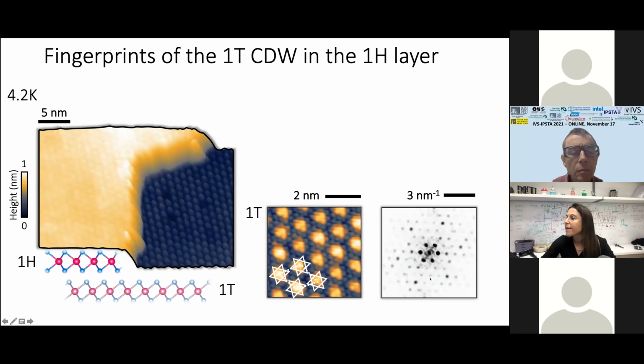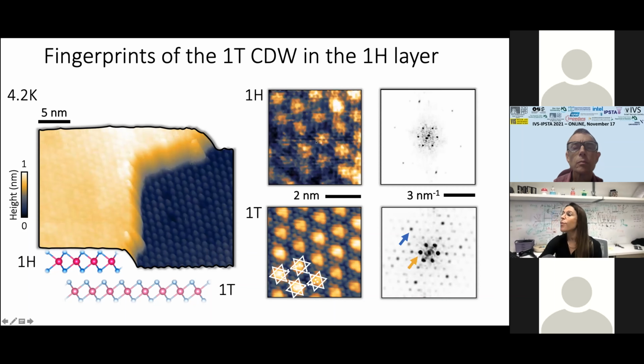If we take a zoom, we see here a magnified topo of this region, and we can clearly see the Star of David, and behind it we see the crystal structure. If we take a Fourier transform, we see the Bragg peaks that correspond to the crystal structure, and we see the Bragg peaks that correspond to the CDW formation.